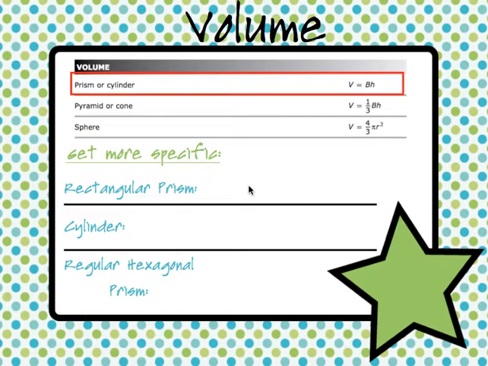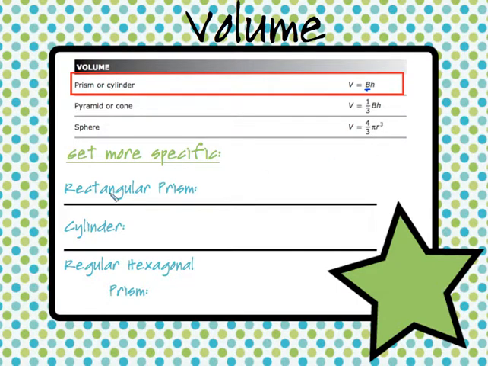Lesson is over volume of prisms and cylinders, which is what I have in the red box here. V equals BH. Capital B means area of the base, and H is the height of the prism or cylinder, which is the distance between the two bases.